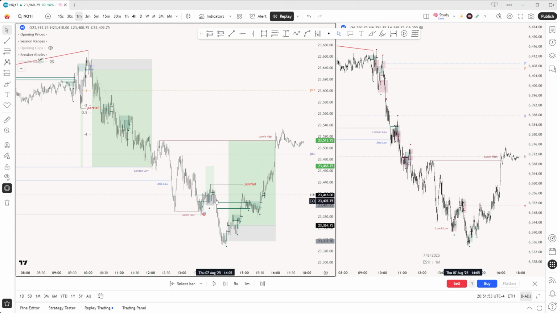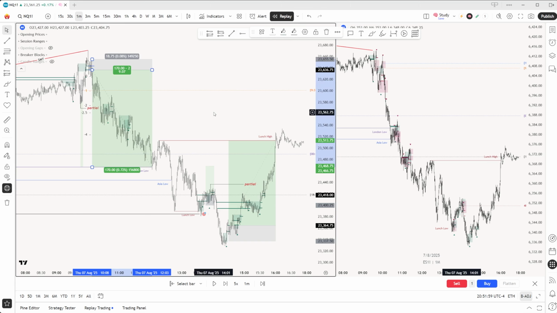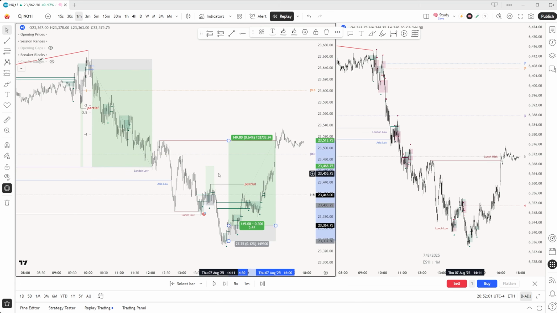And in the PM, you had a little continuation here. So overall, had some shorts offered, same setup, one loss, one win. And had some longs offered with the same setup once again, one loss, one win. So definitely a lot of potential return on a day like today.